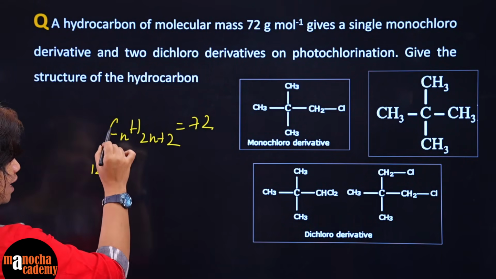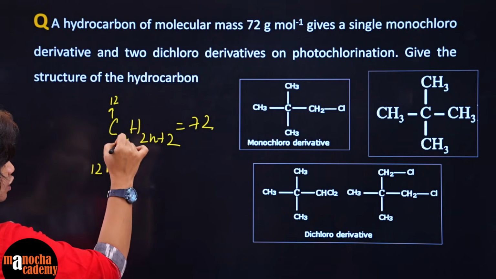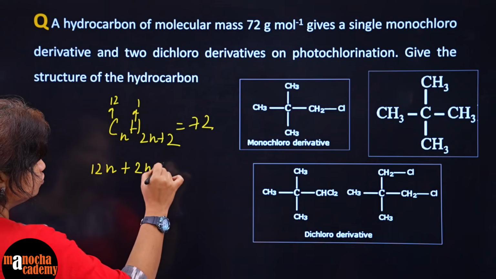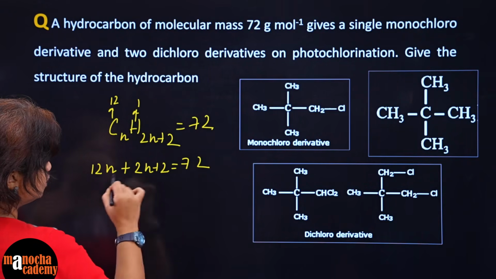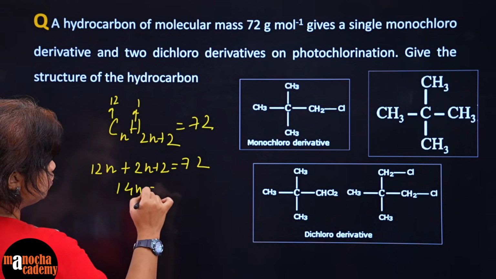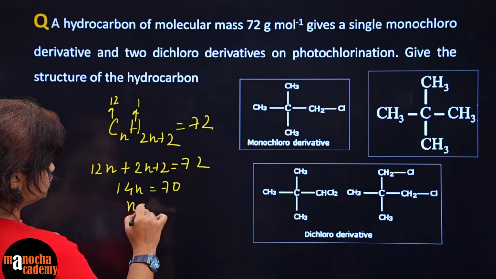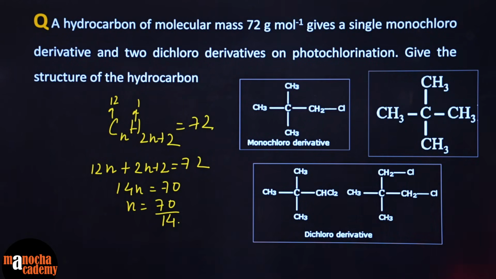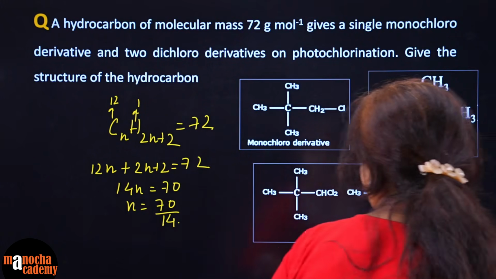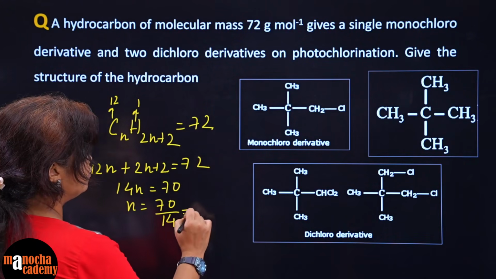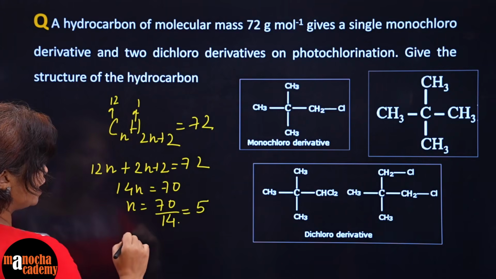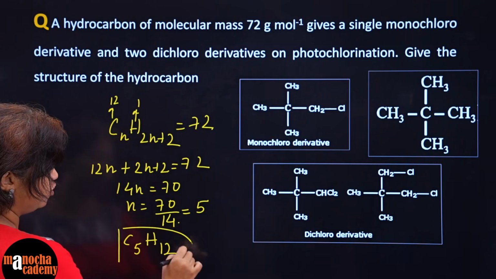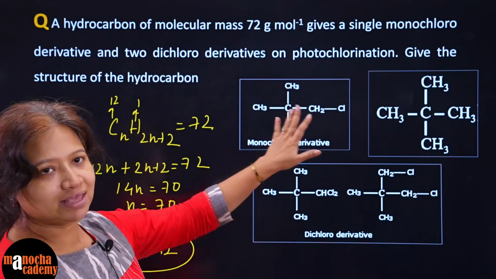See, atomic mass of carbon is 12, so 12 into n, plus atomic mass of hydrogen is 1, so 2n plus 2, equal to 72. So 14n equal to 70. So n becomes equal to 70 by 14. Isn't it? Any doubt? Okay. So from here you get n equal to 5. So now you know it has to be C5H12. This is the molecular formula. Accordingly, you can write the isomers.